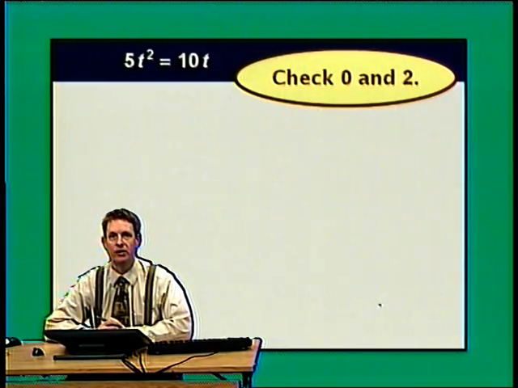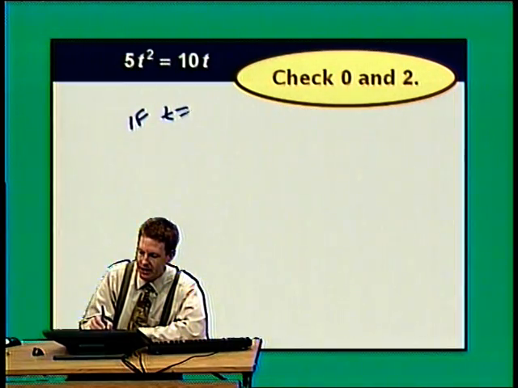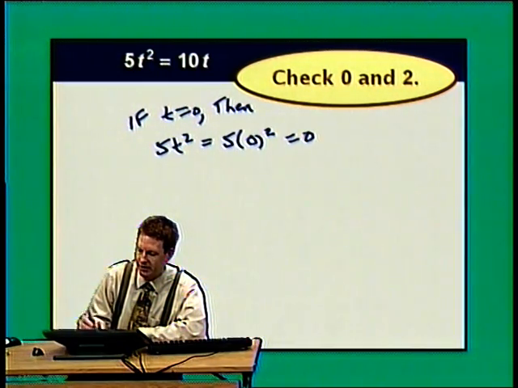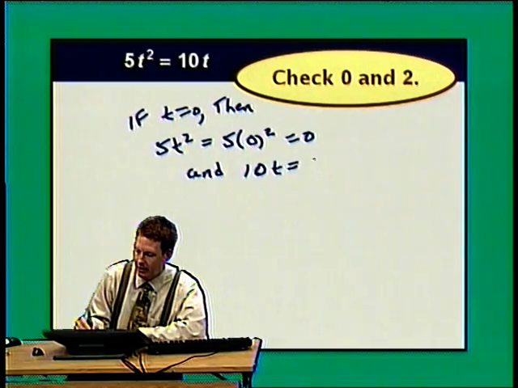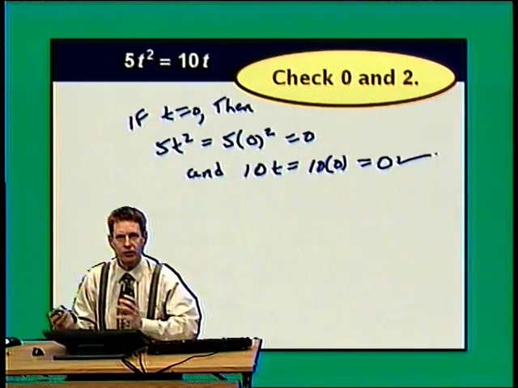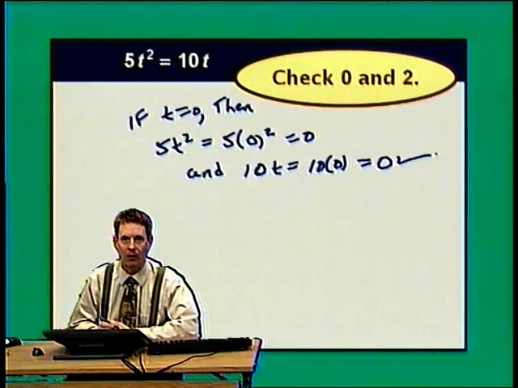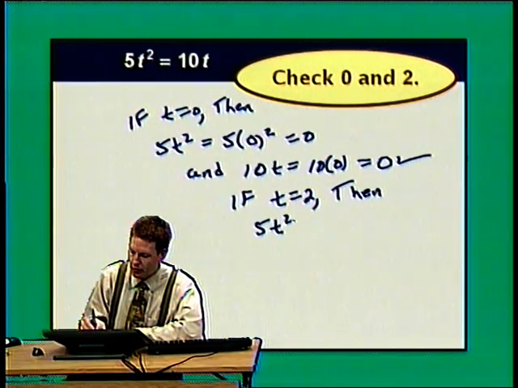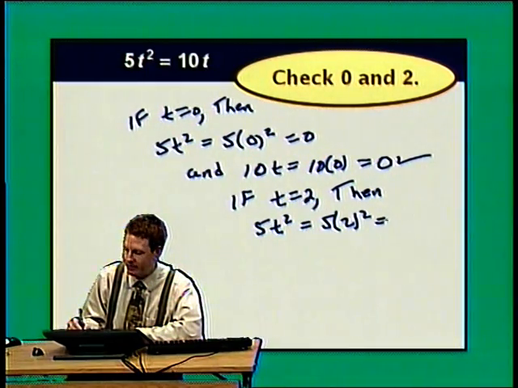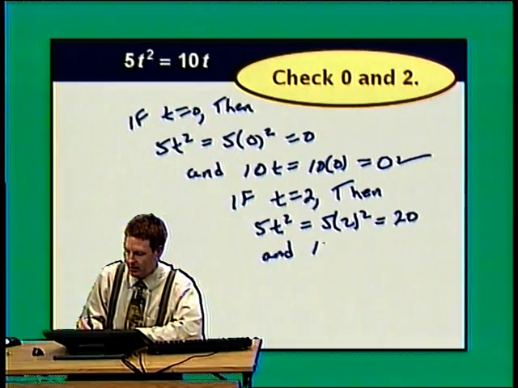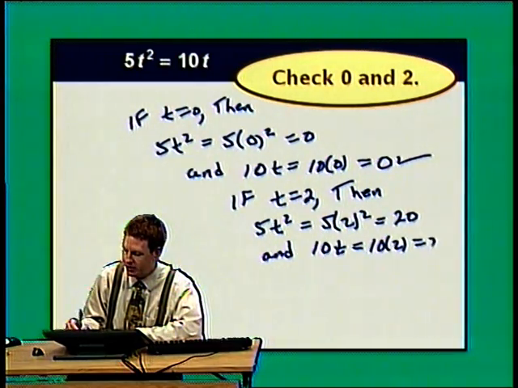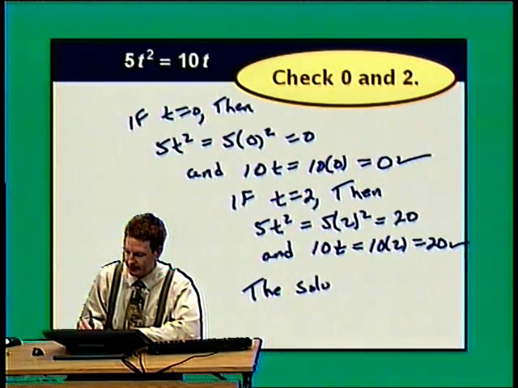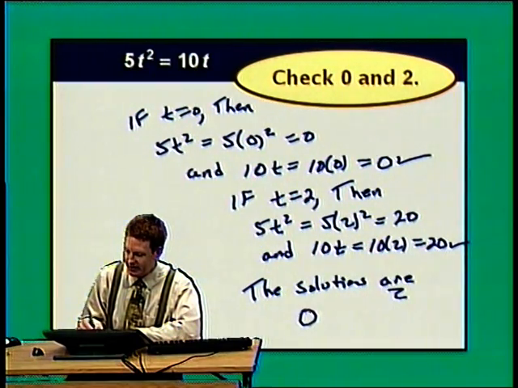Let's go ahead and check 0 and 2 in our original equation. If t is 0, then 5t squared is 5 times 0 squared, which is 0, and 10t is 10 times 0, which is 0. So the two expressions do have the same value when t is 0. How about when t is 2? If t is 2, then 5t squared is 5 times 2 squared, which is 5 times 4, which is 20, and 10t is 10 times 2, which is also 20. The two expressions are equal when t is 2. Consequently, the solutions are 0 and 2.